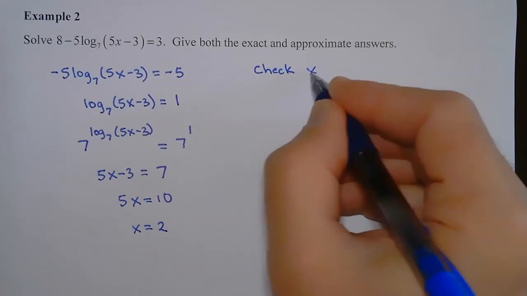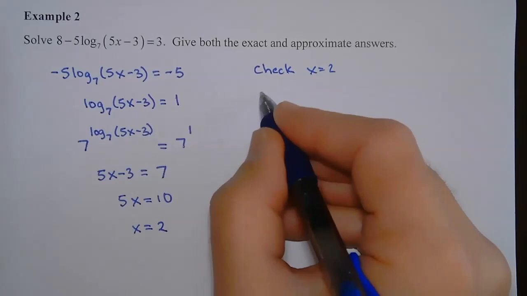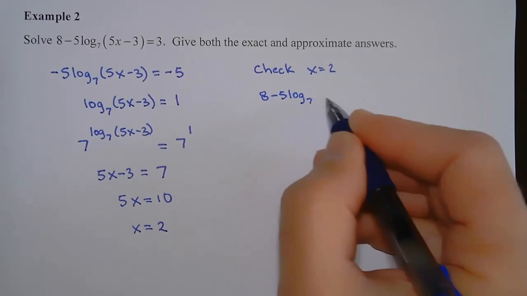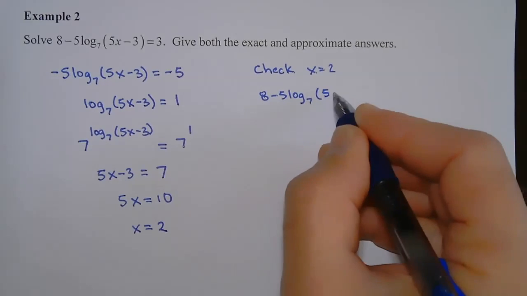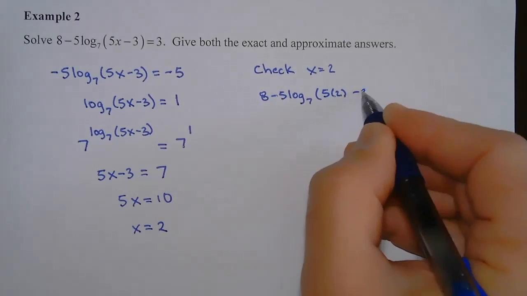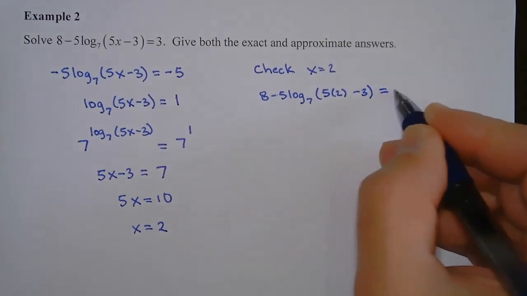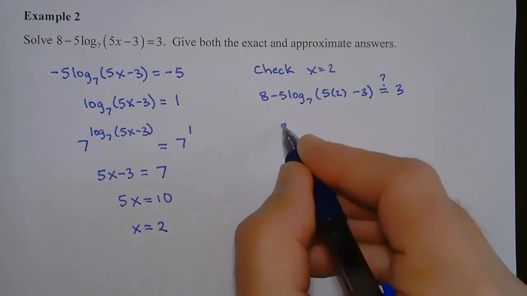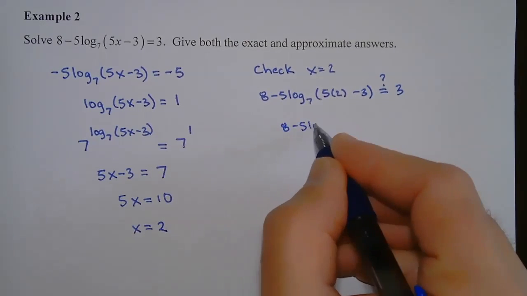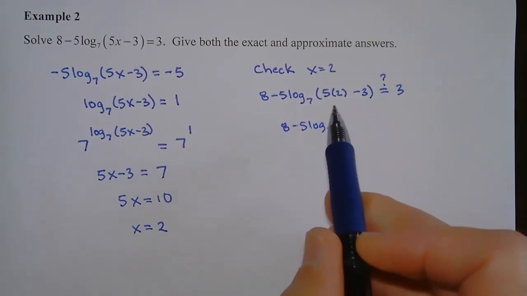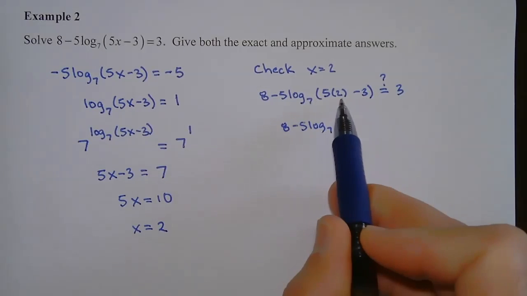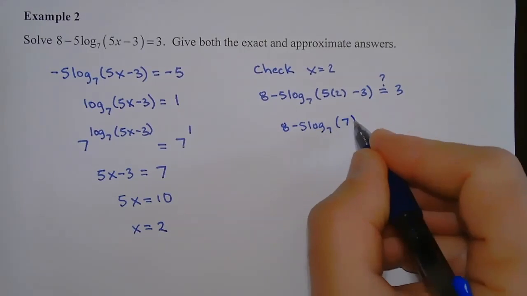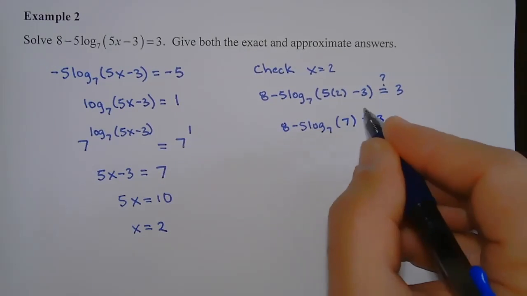Okay, and we're going to check, does x equal 2 work? So we have 8 minus 5 log base 7 of 5 times 2 minus 3. Does that equal 3, right? And we want to show that this works. So this is 8 minus 5 log base 7 of, and let's try to do this in our head. What's 5 times 2? That would be 10. And then 10 minus 3, that would be 7, right? Is equal to 3, question mark.